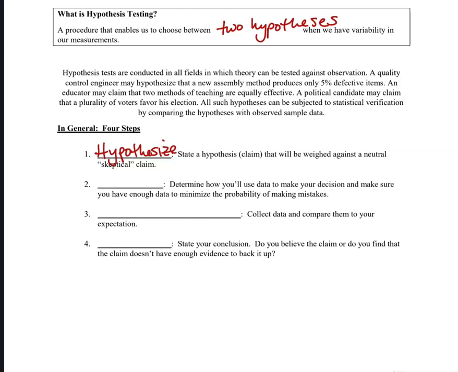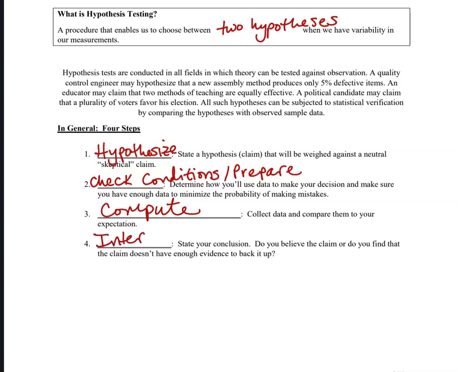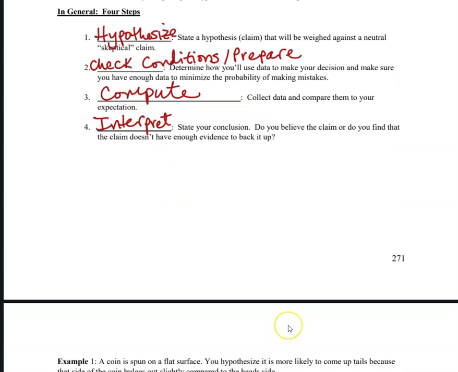So I think what I intended for you to say here was to check conditions. So in other words, make sure the central limit theorem applies. Prepare and make sure you have what you need to correctly run your hypothesis test. The next step is to compute: gather your data, and then compare it to your expectations. So you'll run a computation. We're going to use StatCrunch to help us with that computation. And then finally, we're going to state the conclusion based on what we find. So the fourth step would be to interpret. So these are the four basic steps we're going to follow every time we run a hypothesis test.